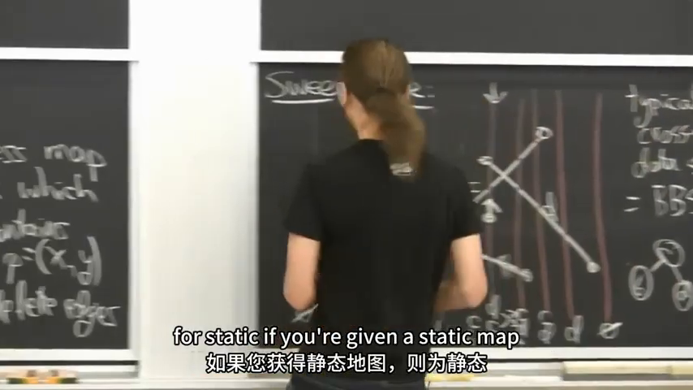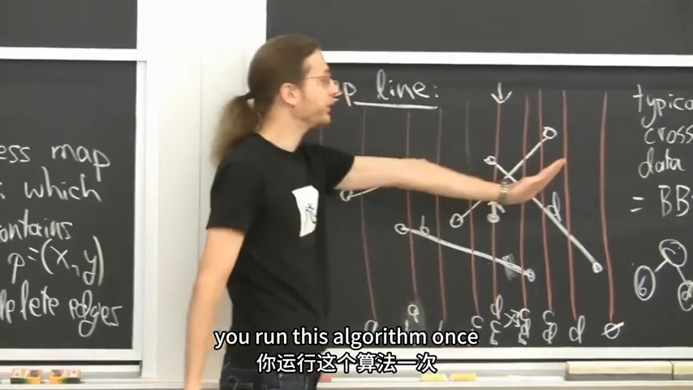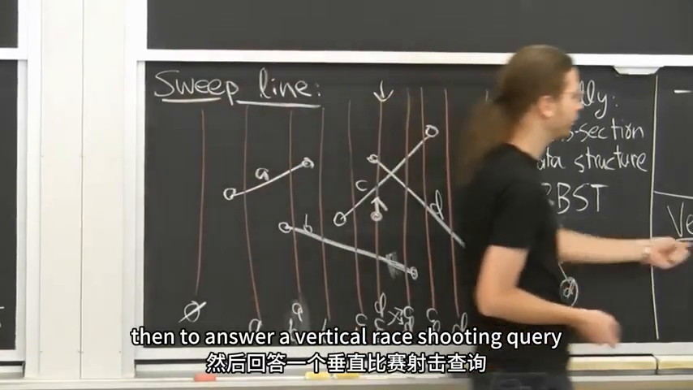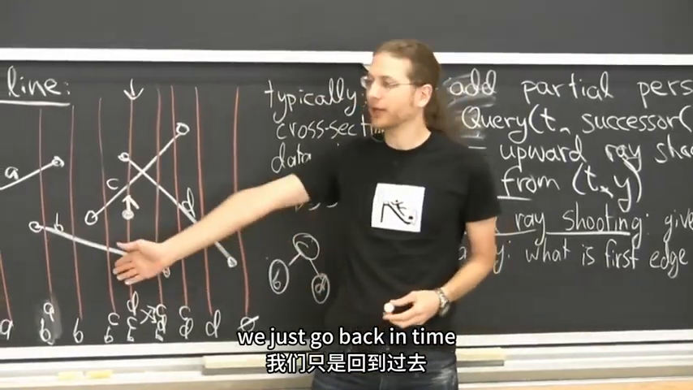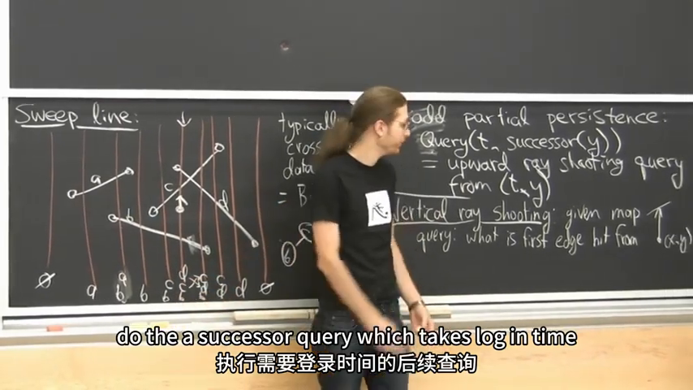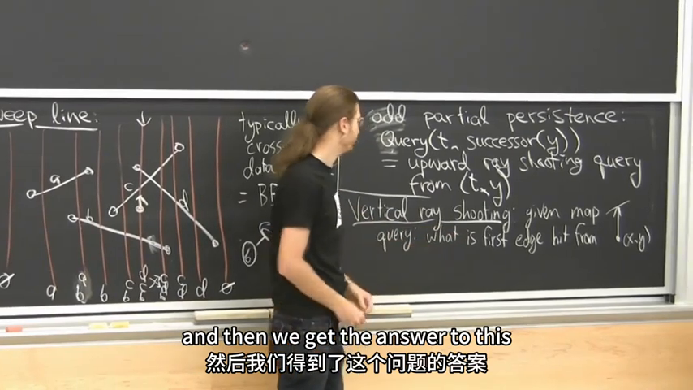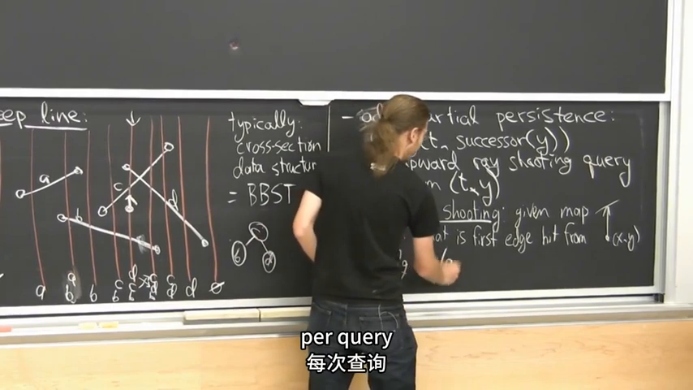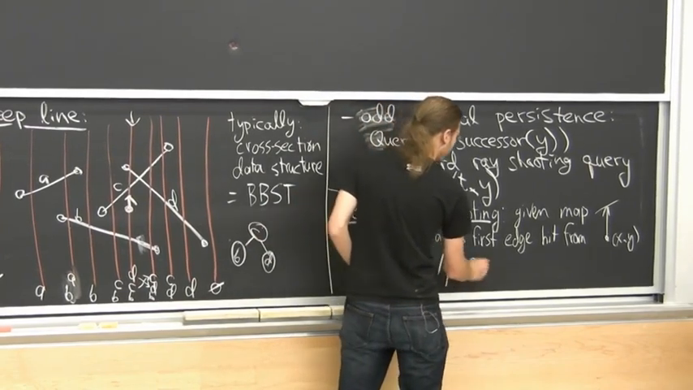For static. If you're given a static map, you run this algorithm once, assume there are no crossings. Then to answer a vertical ray shooting query, we just go back in time to time t, do a successor query, which takes log n time, and then we get the answer to this. So we can do this in log n per query, static.